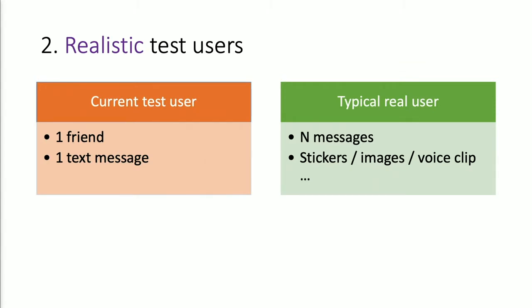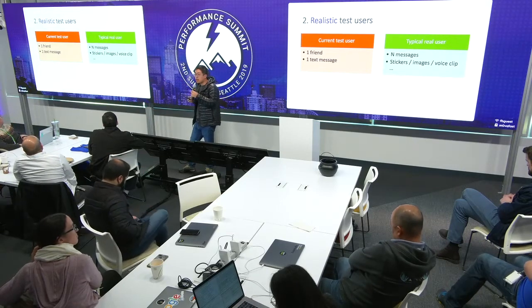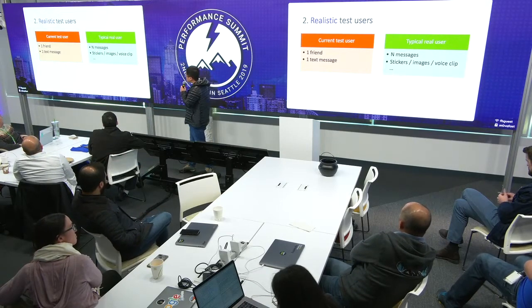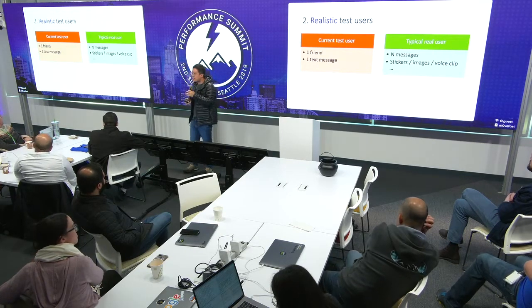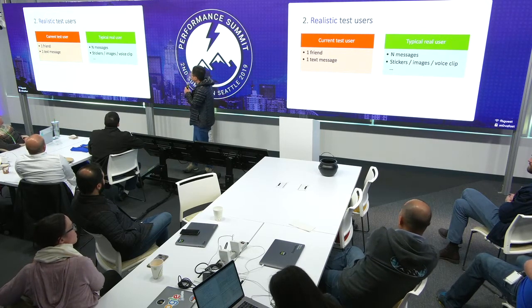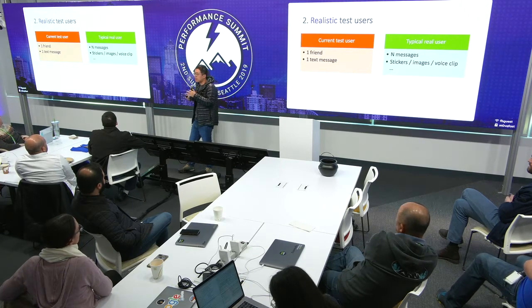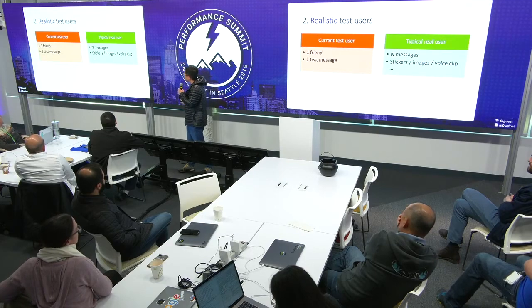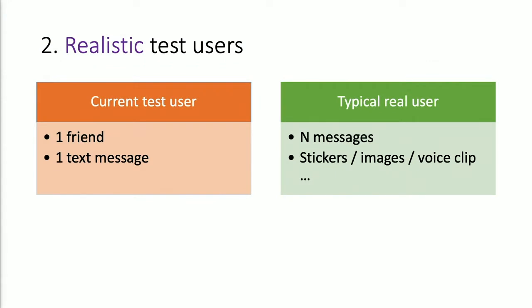Let's say Sapiens can solve the first problem of getting good coverage of functionality. There's a second aspect: even if it can tap all the buttons, it has to tap the button if you have enough content to tap. If you have a test user of only one friend that sends only one message, you're only capturing the behavior of this special case.